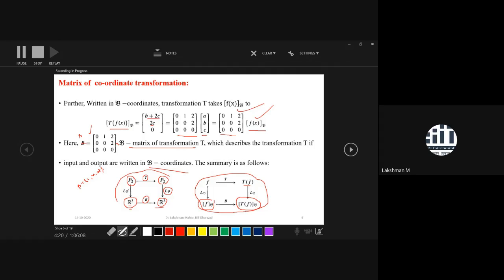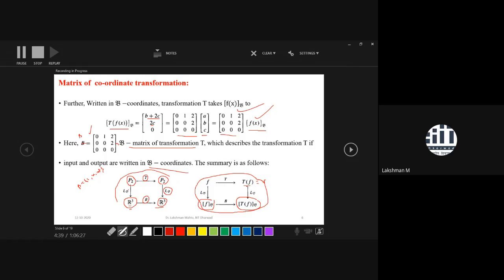So how did you get it? This T of F, you got by applying the linear transformation T over F. That means T of F is what? What is the linear transformation? You differentiate F once and twice, then add those two derivatives. That is your linear transformation.